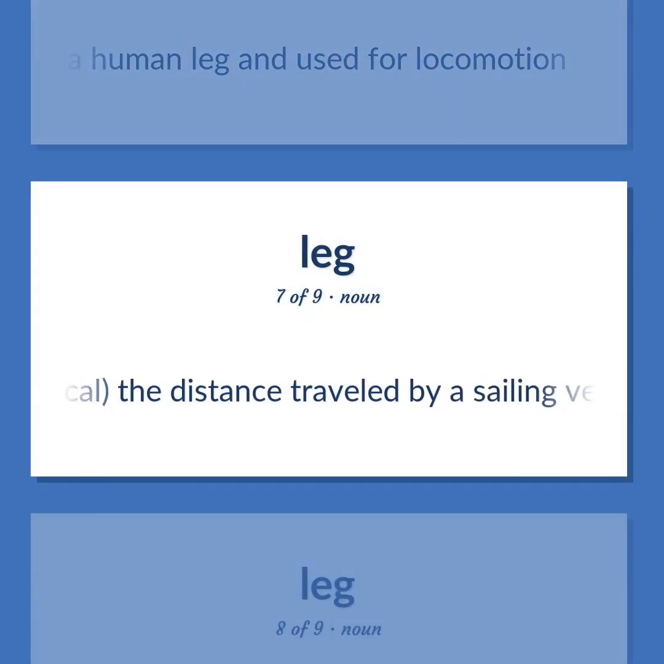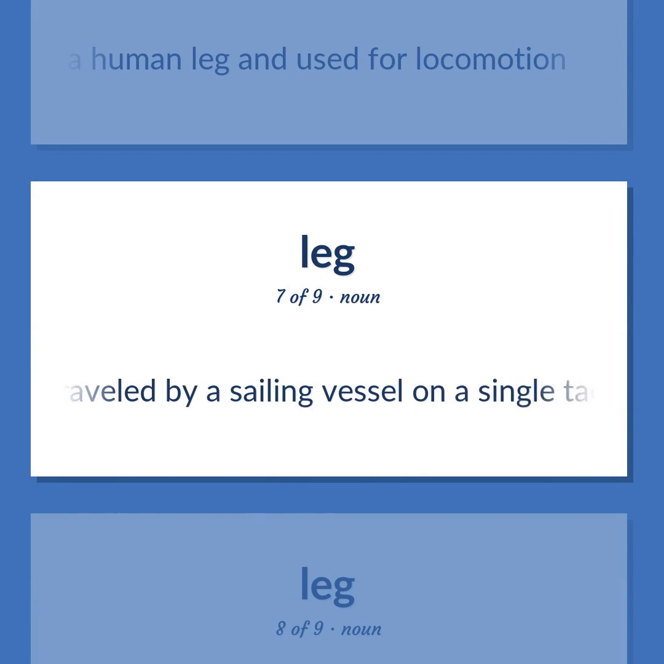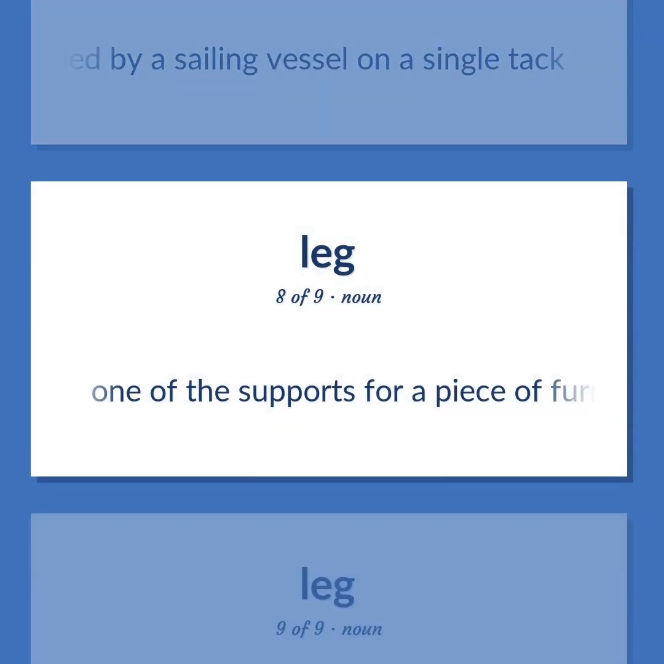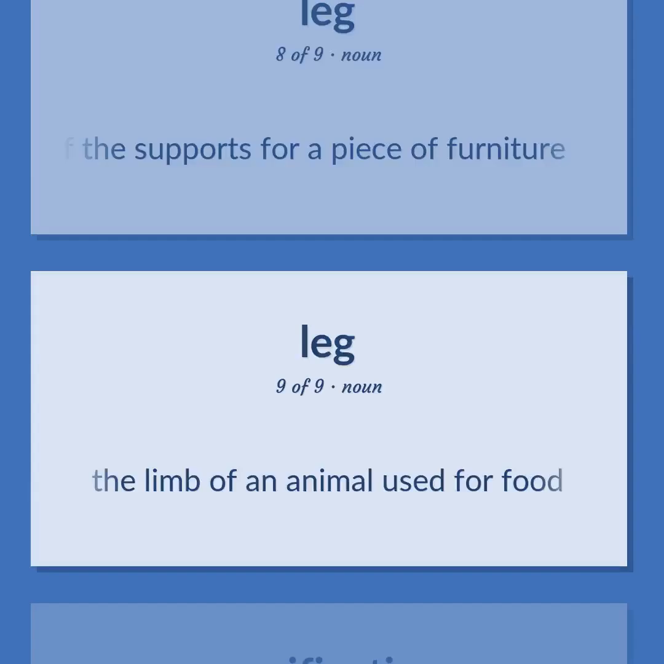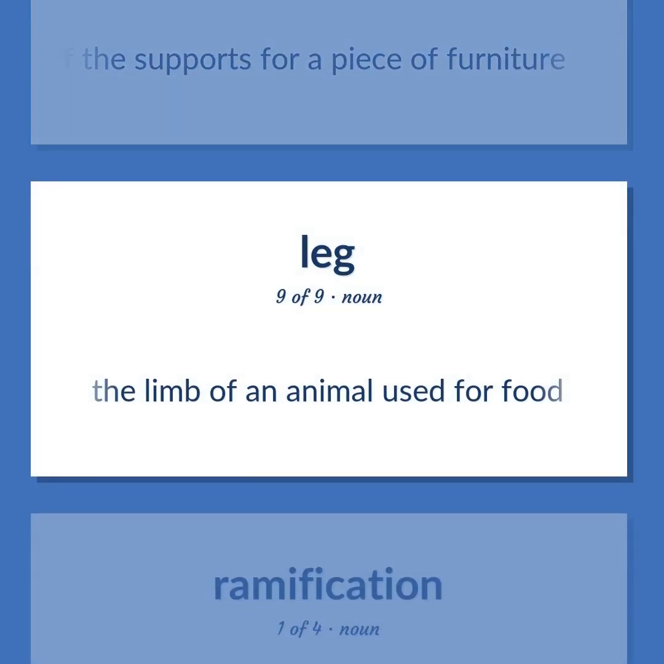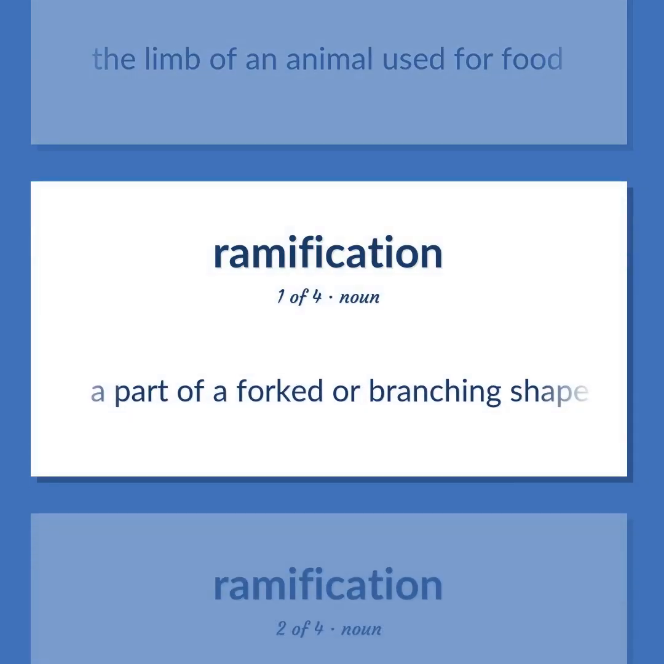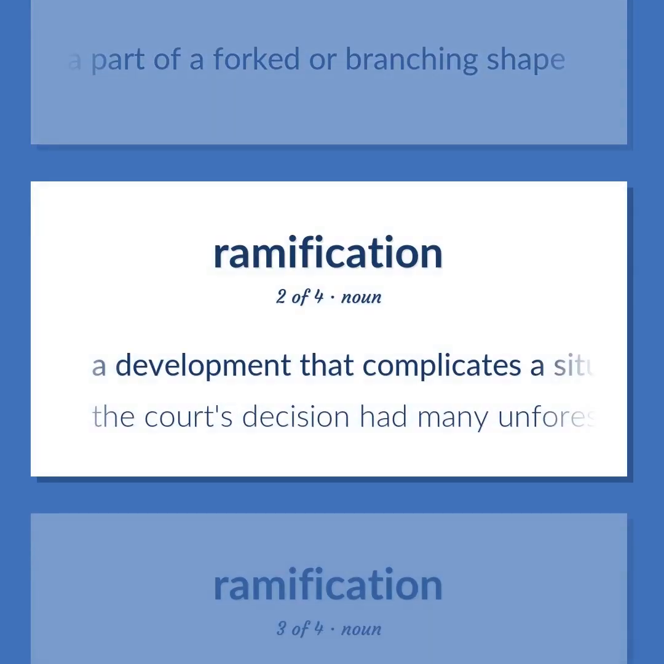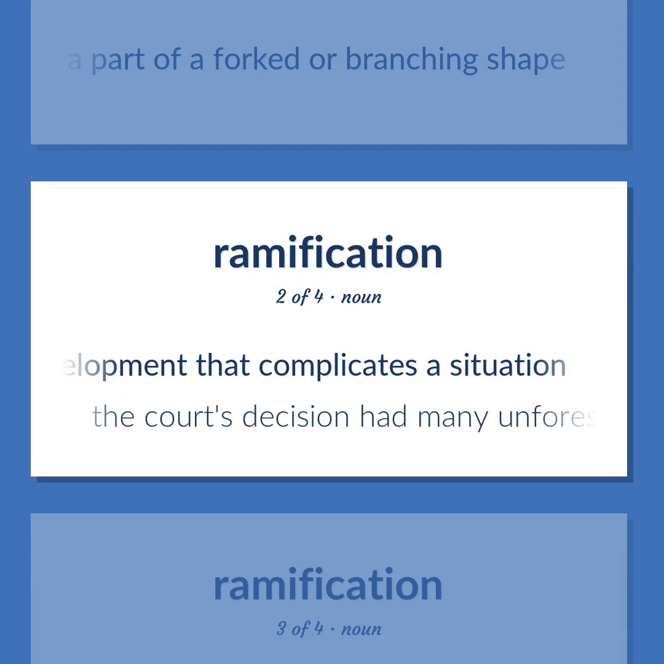Nautical. The distance traveled by a sailing vessel on a single tack. One of the supports for a piece of furniture. The limb of an animal used for food. A part of a forked or branching shape. A development that complicates a situation. The court's decision had many unforeseen ramifications.